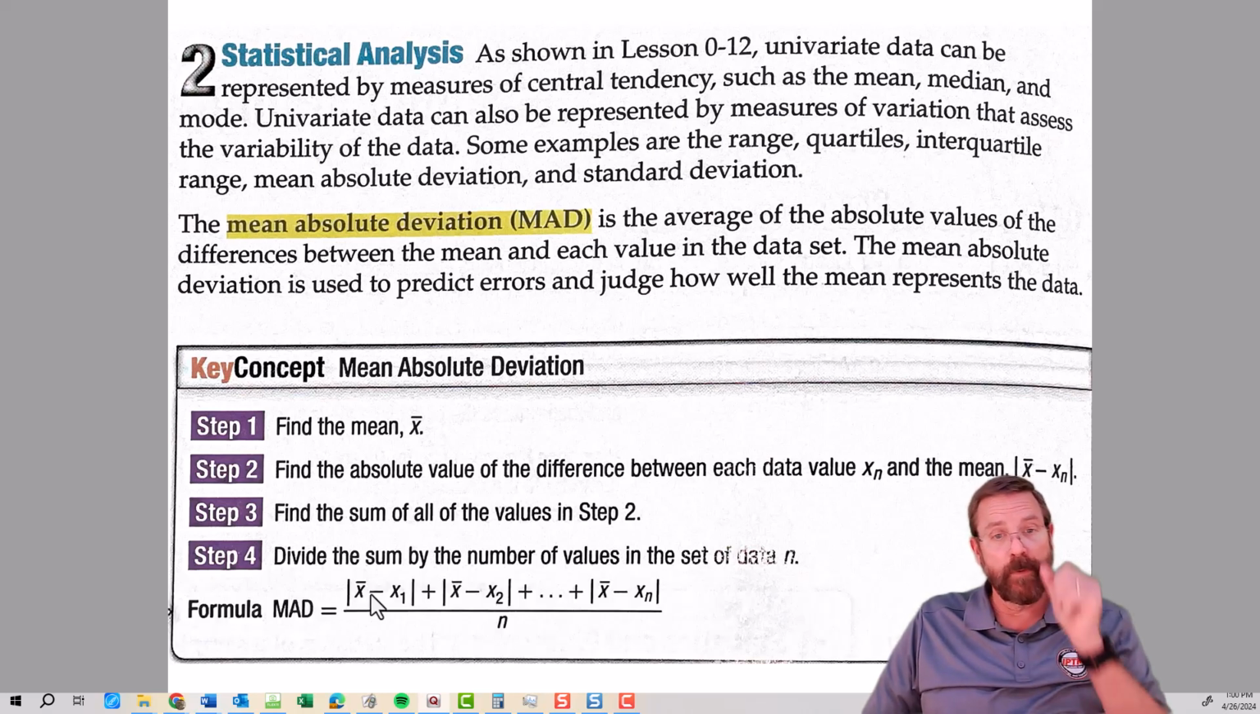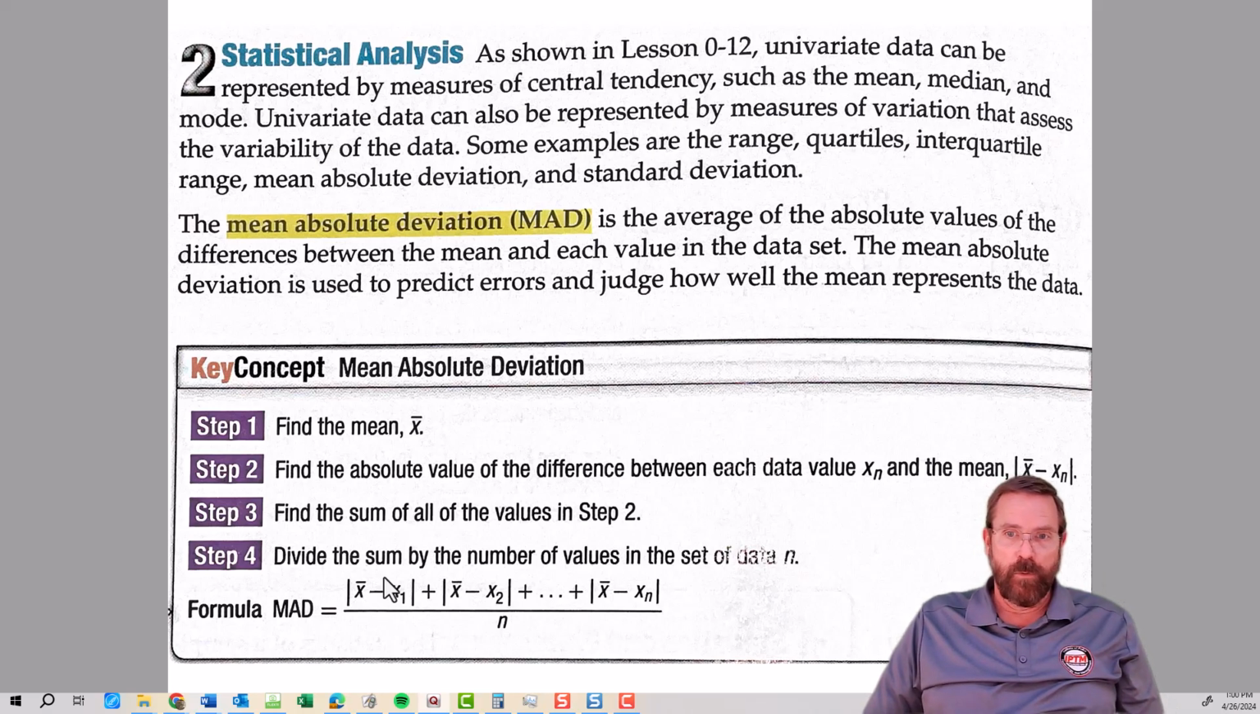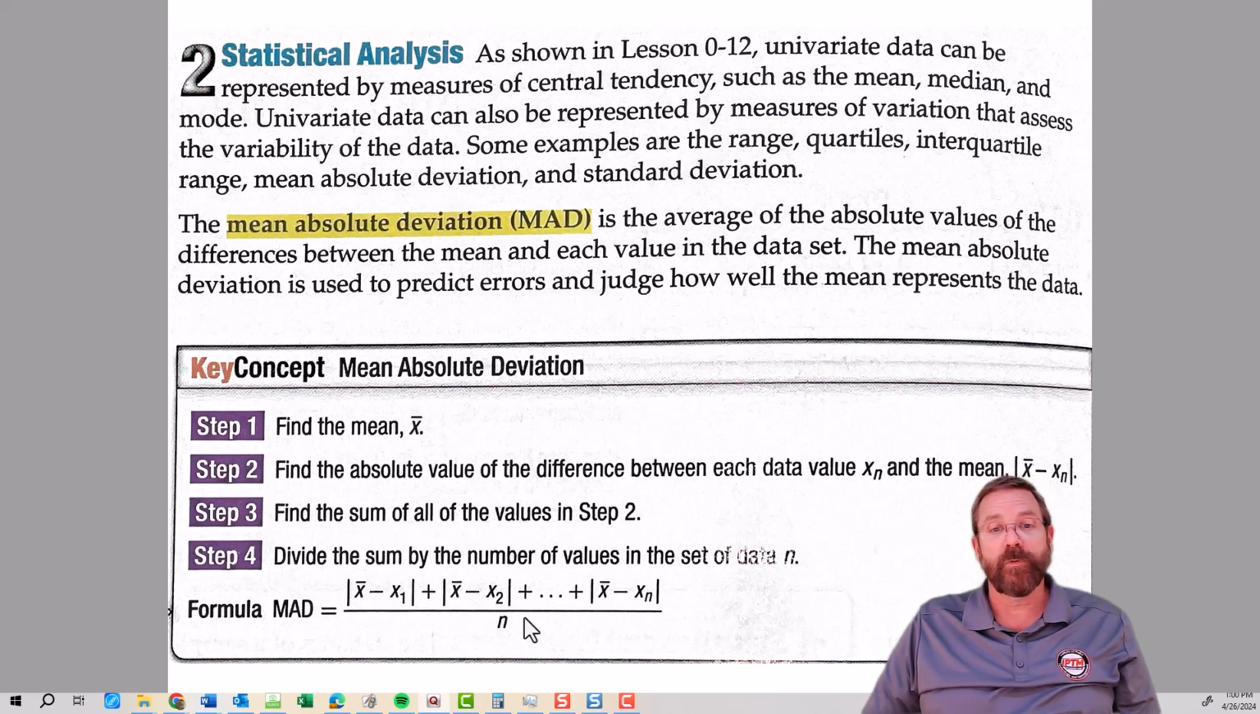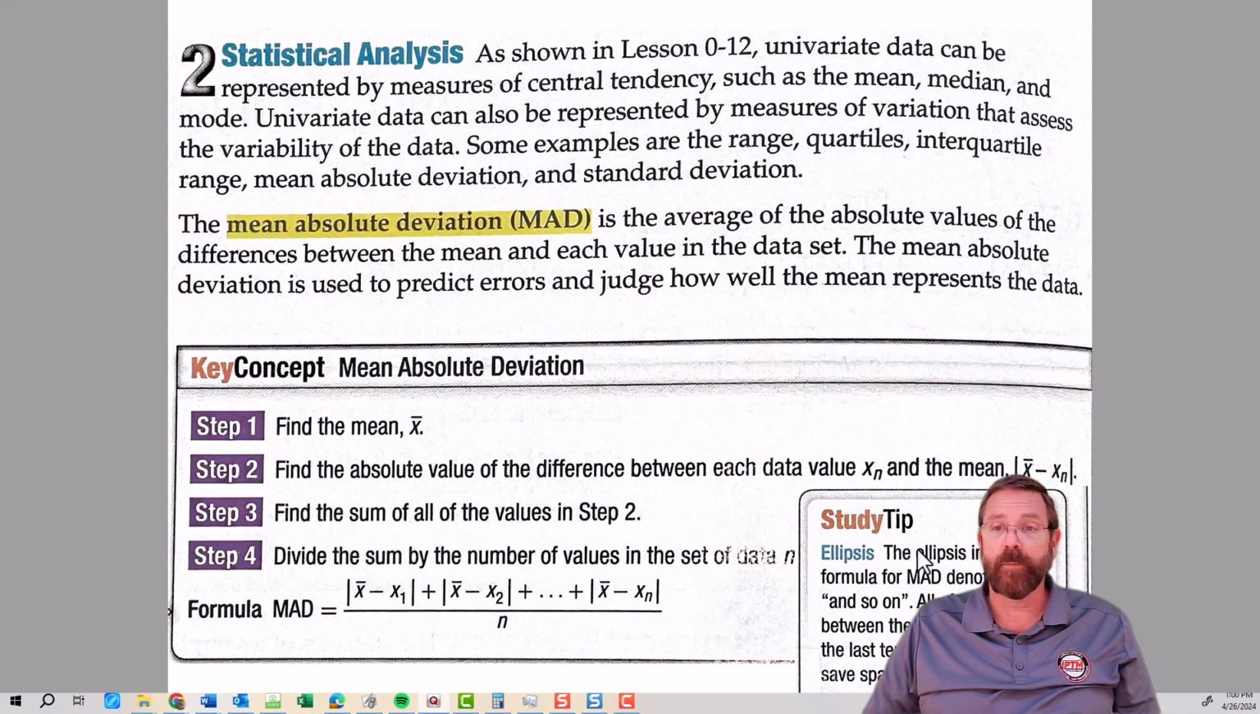They give you the formula, which says that the difference of the mean and the first data value, plus the difference of the mean and the second data value, plus the differences for all the data values, divided by the number of data values, is going to give you your mean absolute deviation. I'm not going to ask you to write this formula down for your homework. You will have more than enough writing to do as it is, and that formula is just kind of pointless.